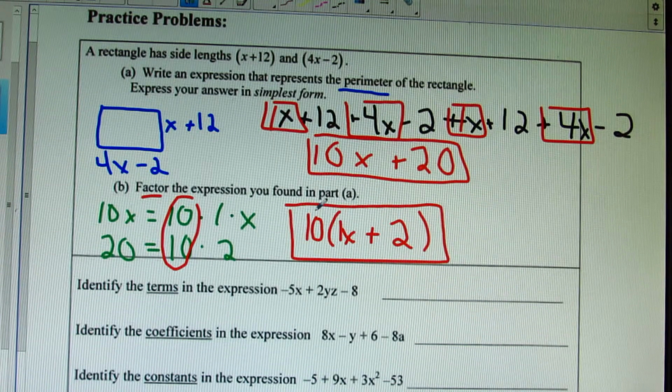To check that it's right, all you do is check using the distributive property. 10 times 1x, that's 10x. 10 times 2, that's 20. So I'm all set. Next one, identify the terms.